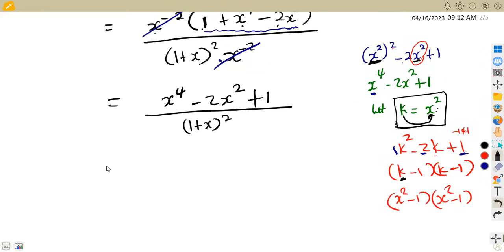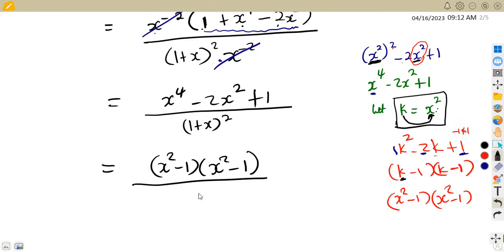So that means after this part has been factorized, we are obtaining x squared minus 1 into x squared minus 1, everything over 1 plus x squared. All right. X squared minus 1. What can we do in this part?